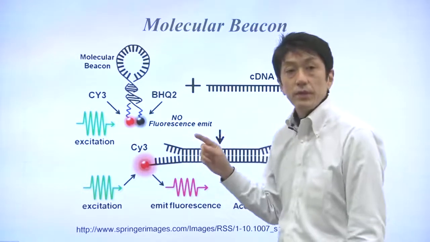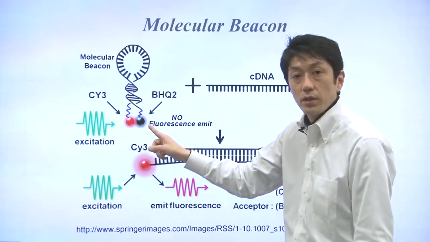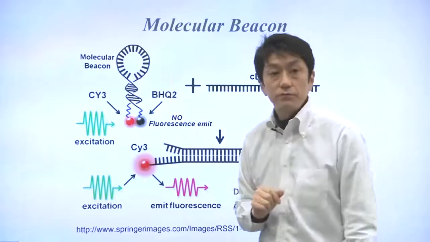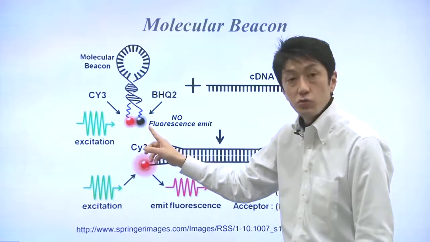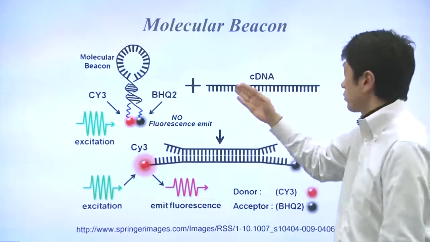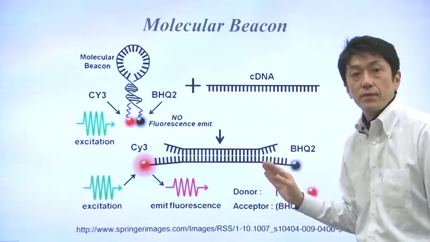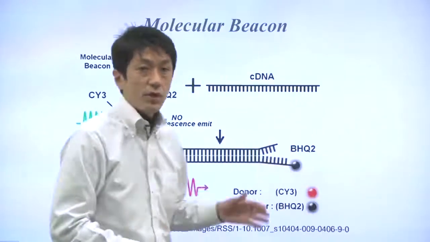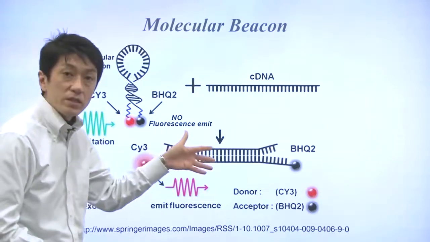The other end is covalently coupled with a dark quencher, for example, BHQ2 in this particular case. The beacon itself is not fluorescent because Cy3 and BHQ2 are close to each other. In the presence of the DNA complementary to the loop, the hybridization occurs. The resulting duplex is more stable than the hairpin structure because the duplex involves more base pairs.